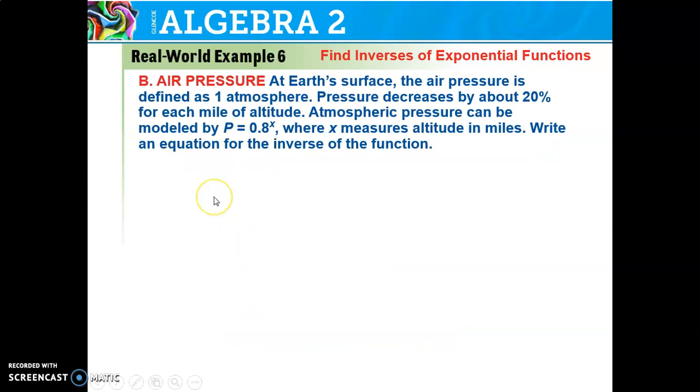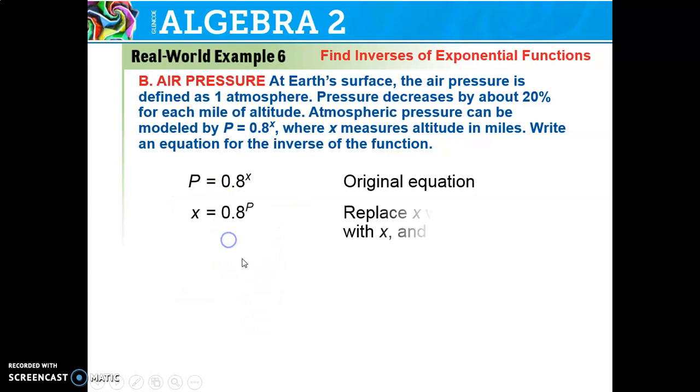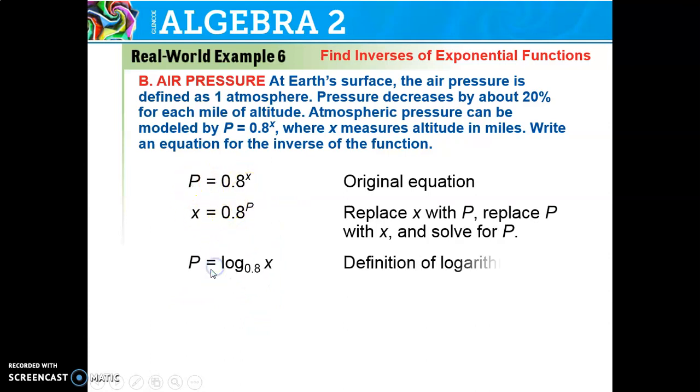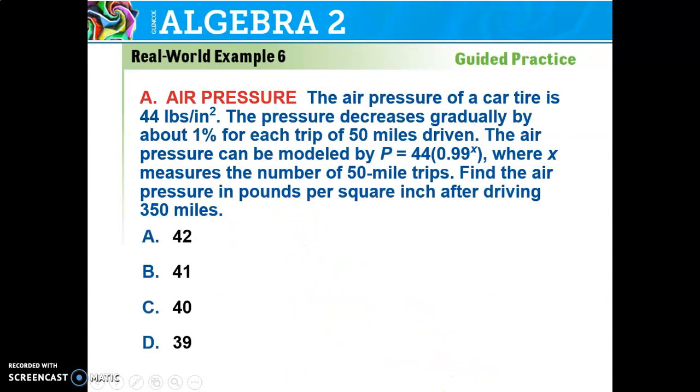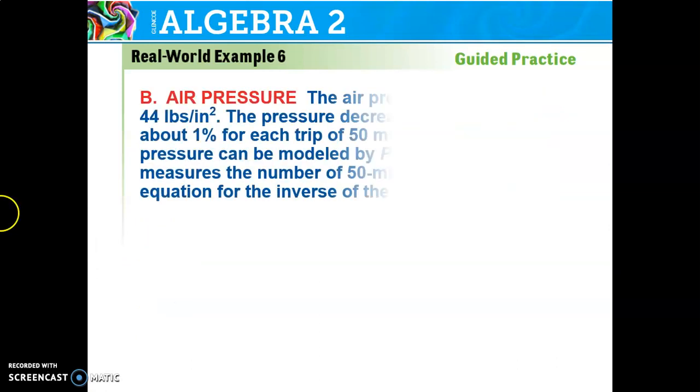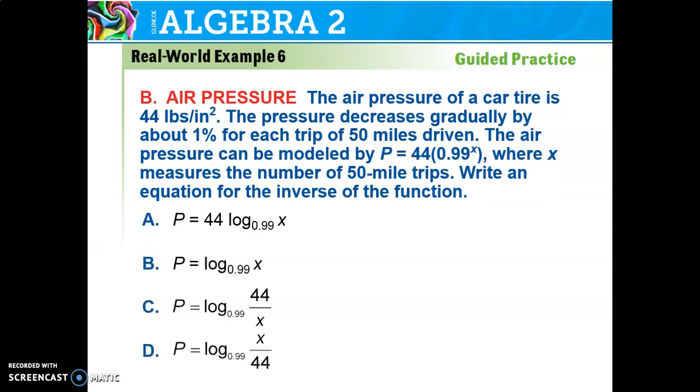We're going to write an equation for the inverse of this function. Well, if this is our original equation, we can switch x and y, or x and p in this case, and then we can change it into logarithmic form from exponential form, giving us our inverse function. So here's one for you to try, see if you can answer this question. Letter B and letter D.